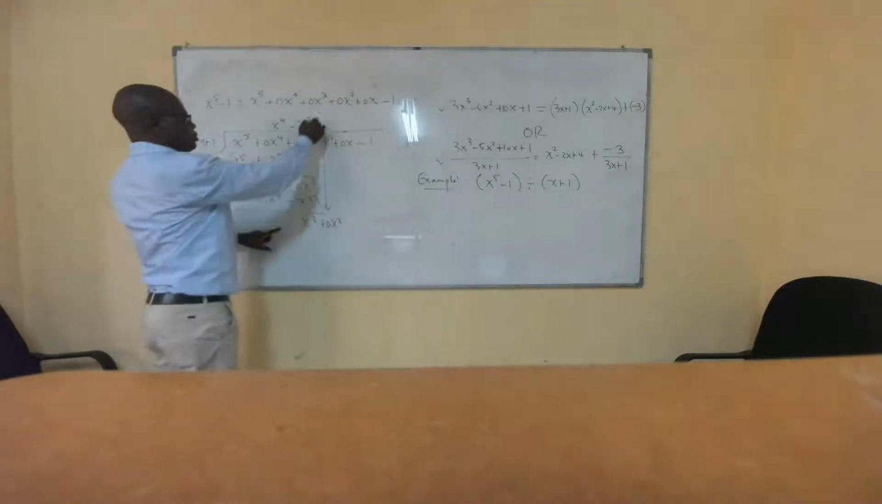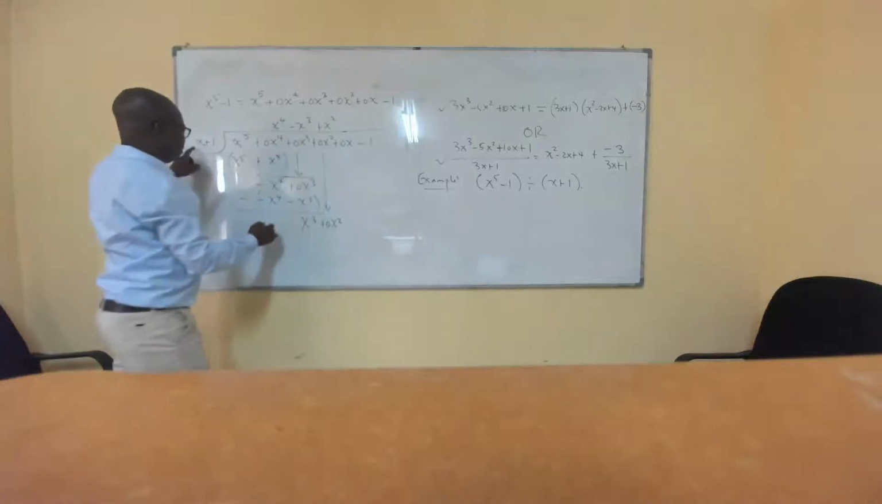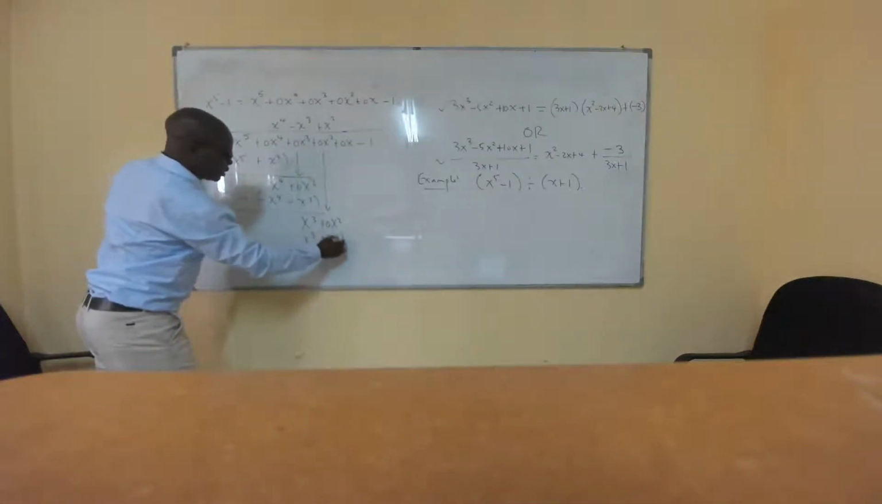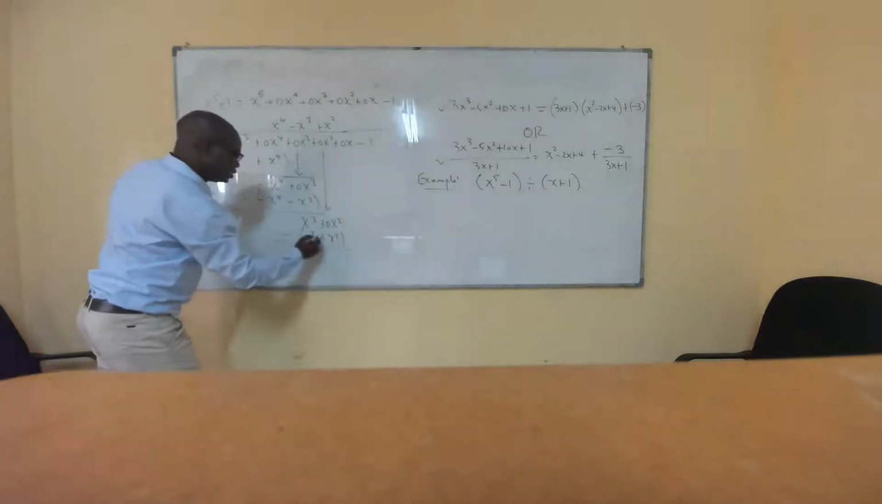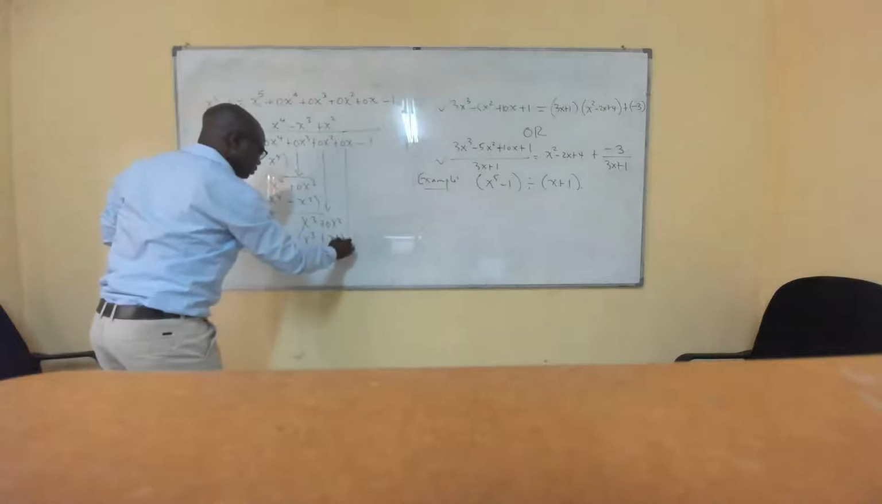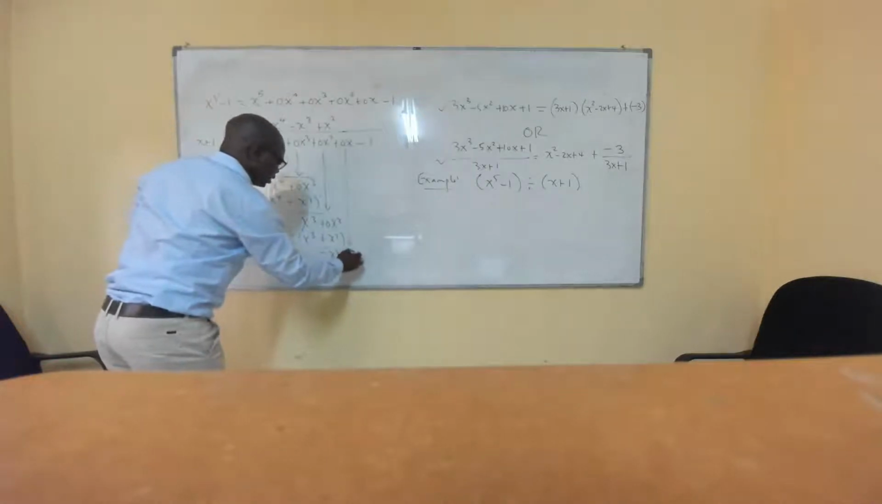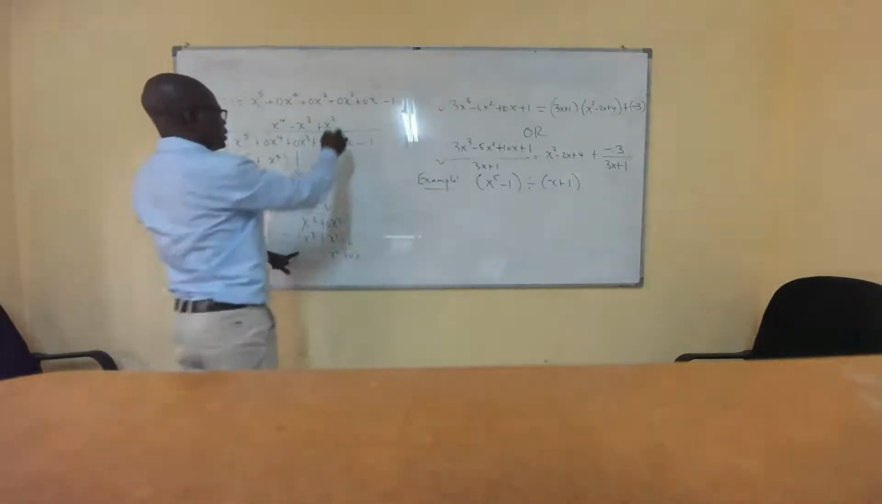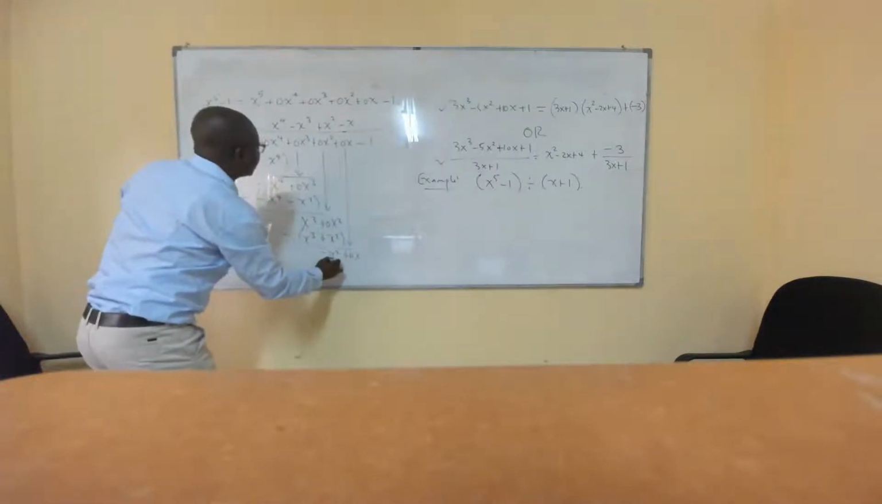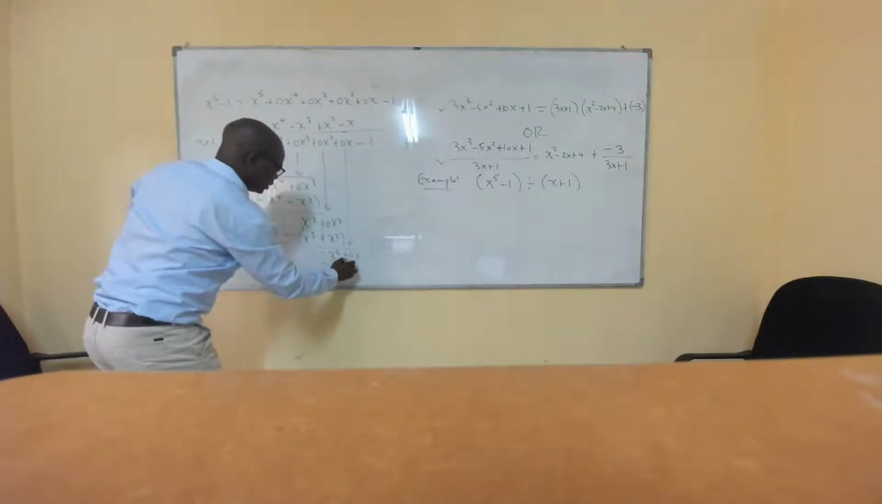This into that, it will be plus x squared. So x to the power 3 plus x squared, you are subtracting. So this will be minus x squared. Bring down this plus 0x. This into that, that is minus x. So minus x squared minus x.